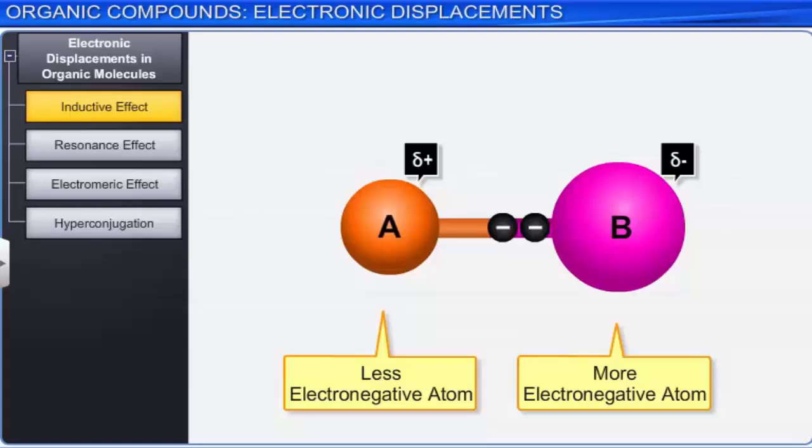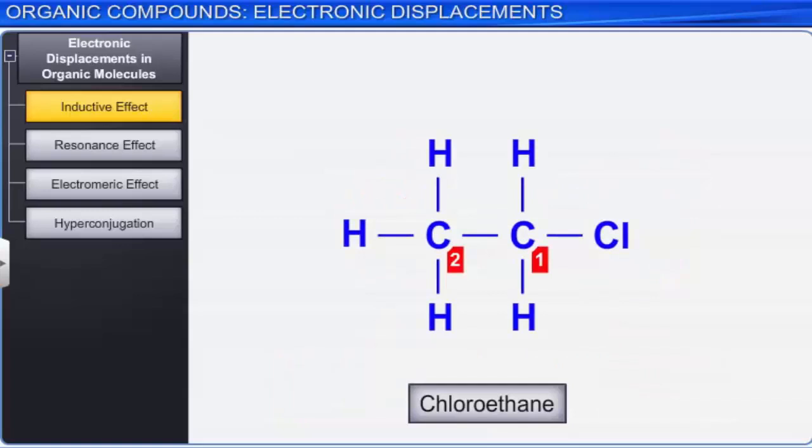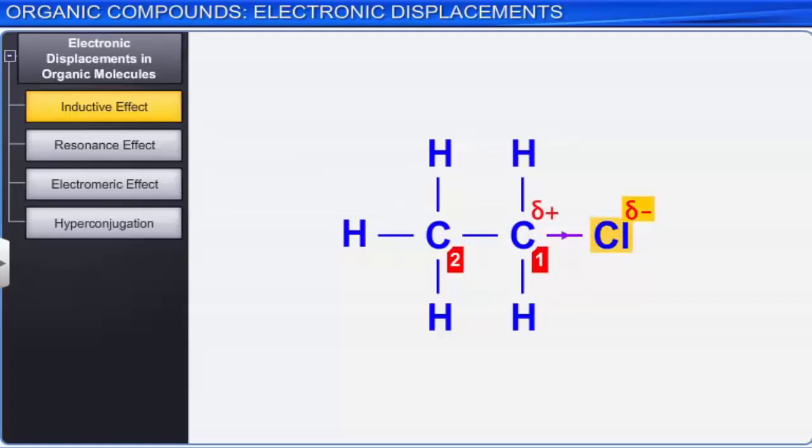The fractional electronic charges in a polar covalent bond are denoted by delta positive and delta negative, and the shift of the electron density is shown by an arrow that points from delta positive to delta negative end of the polar bond. For example, in chloroethane, chlorine is more electronegative than carbon. Hence, the electron pair shared between carbon and chlorine is displaced towards the chlorine atom. Thus, a partial negative charge is acquired by chlorine and a partial positive charge is acquired by carbon.